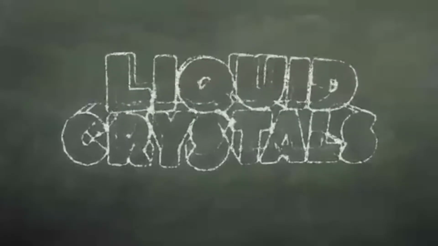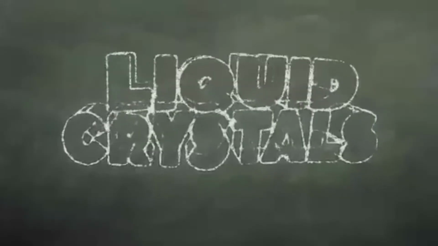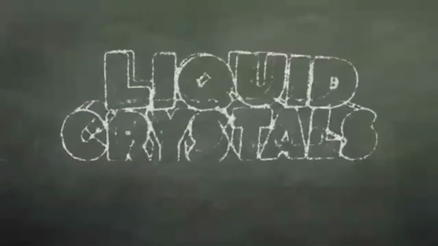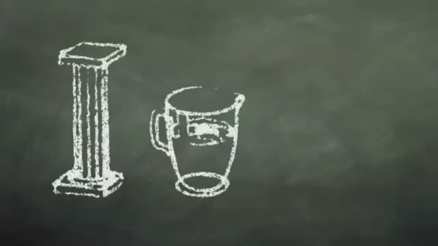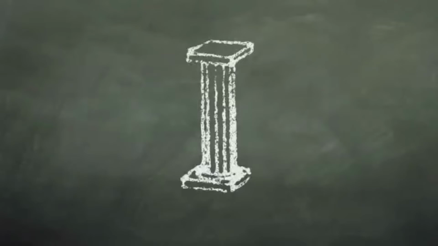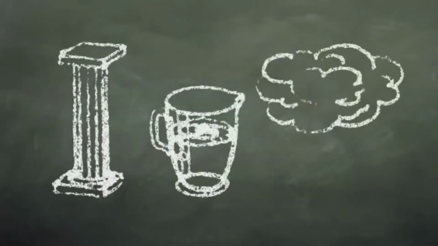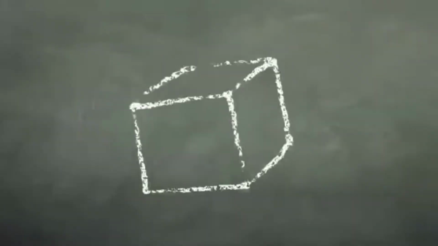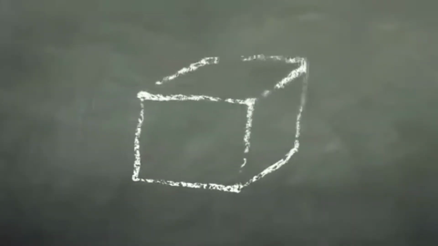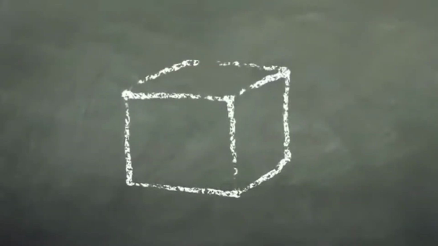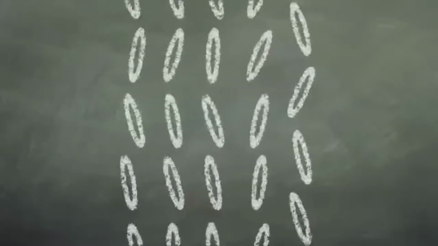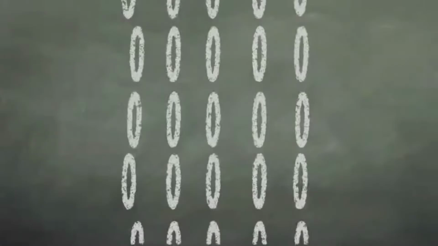Liquid crystals are a kind of matter that exists somewhere between a liquid and a solid. When we think about matter, it's usually in one of three distinct states: solid, liquid, or gas. But some things don't quite fit perfectly into one of these categories, like Jell-O. Not exactly solid, not exactly liquid. Liquid crystals are this way too. They can flow like liquids, but they have some properties of solids.